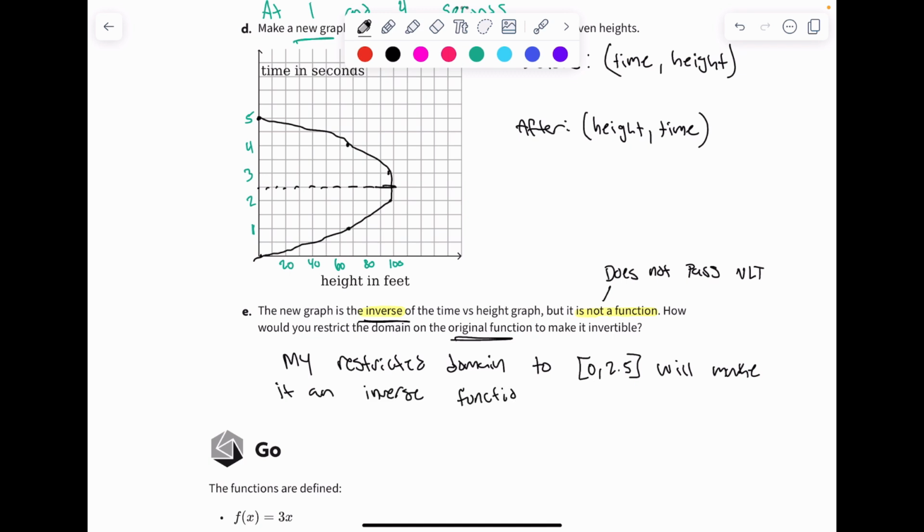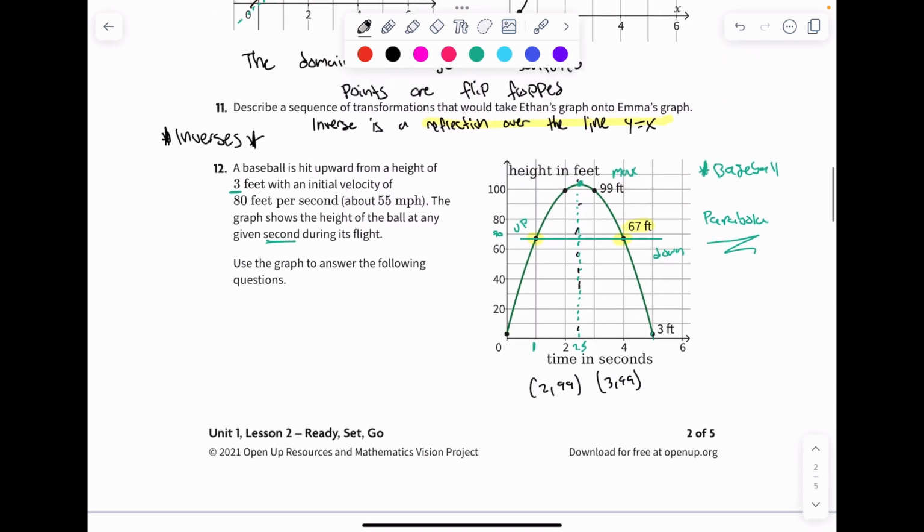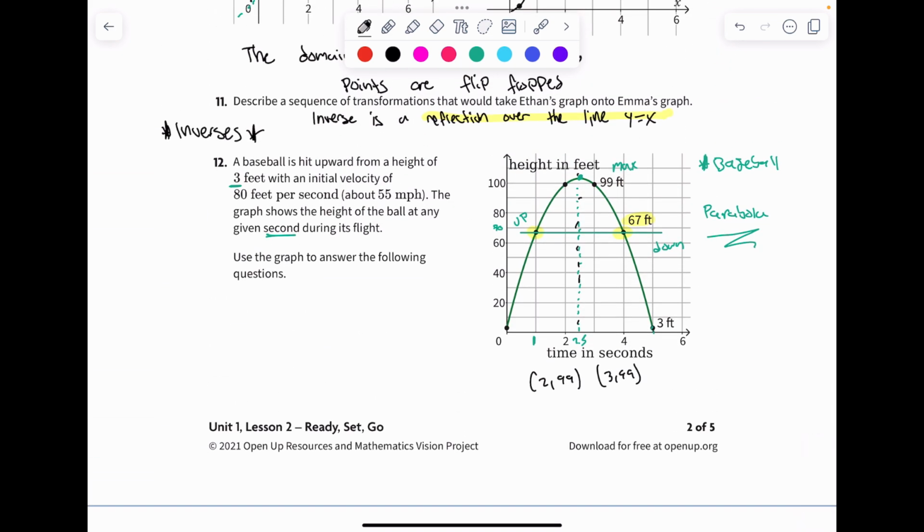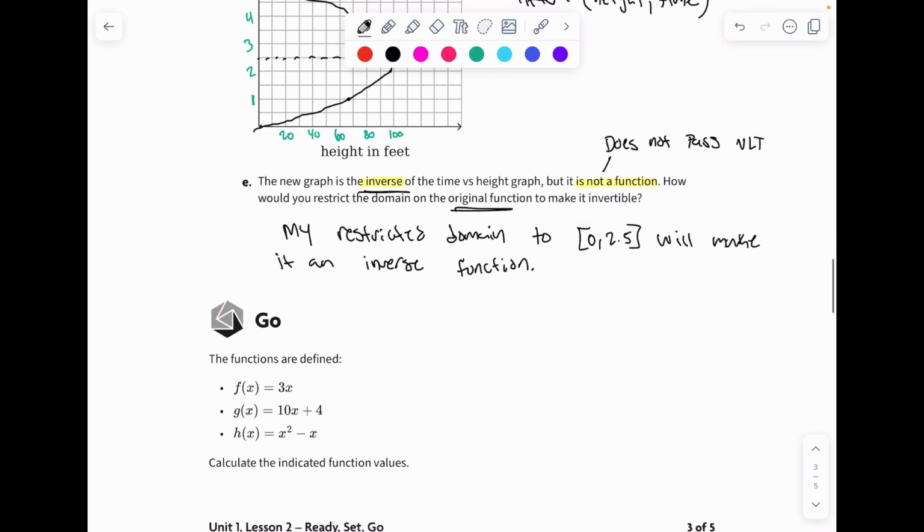I think another possible answer that would also be fair is that if you were to restrict it from 2.5 to 5. Okay.